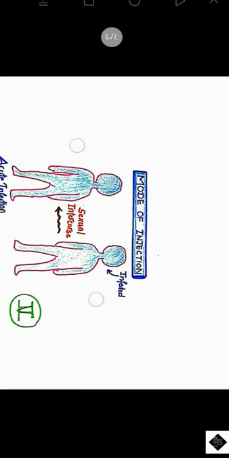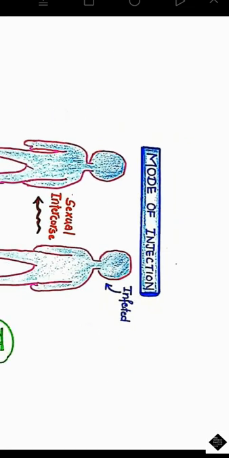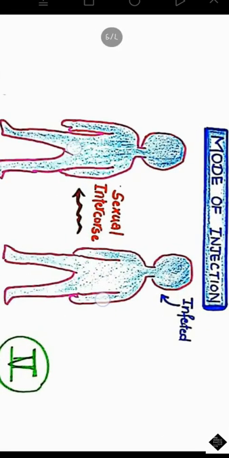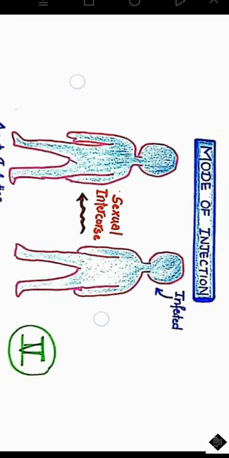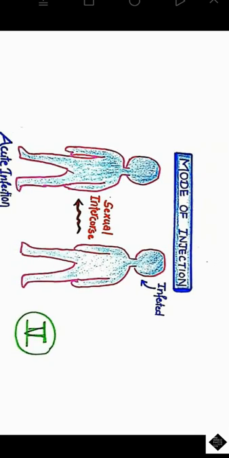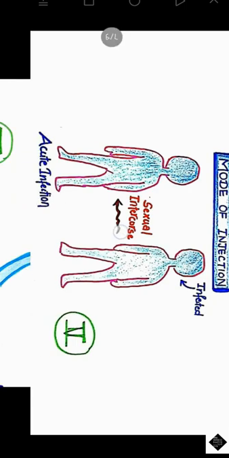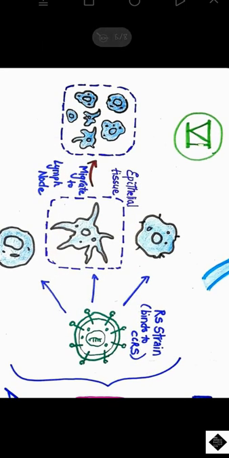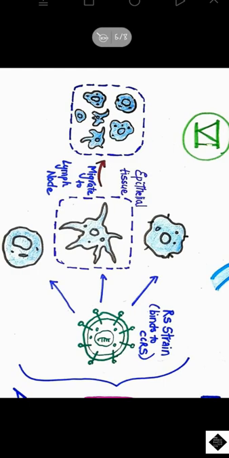Now, when we are talking about the mode of infection, it enters from an infected person through sexual intercourse. By this means it spreads from one person to another. The person who is newly infected is said to have acute infection. At its early stages, during acute infection, the HIV RNA strand, which binds to the CCR5 co-receptor, gets into the macrophages, dendritic cells and the T helper cells.